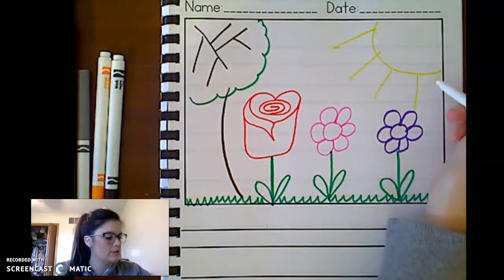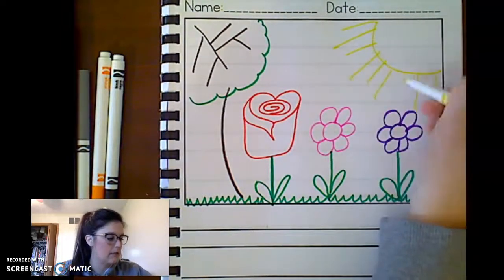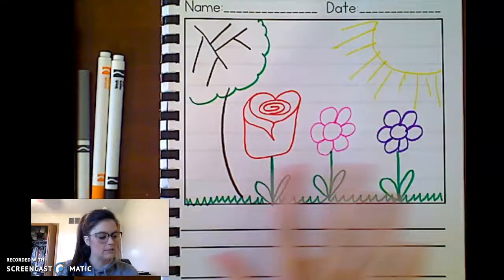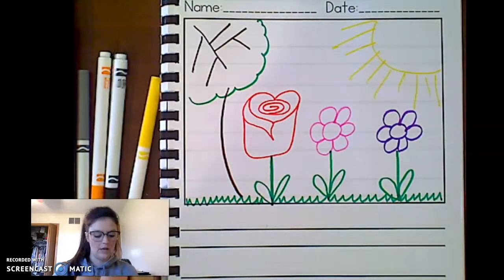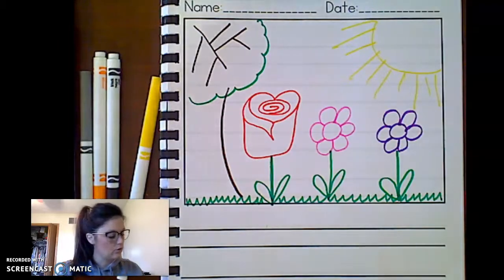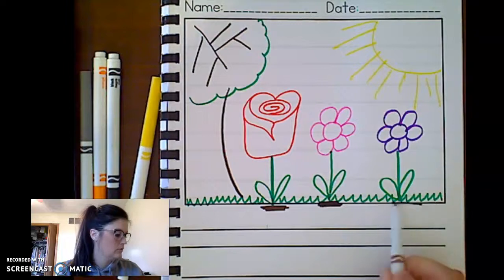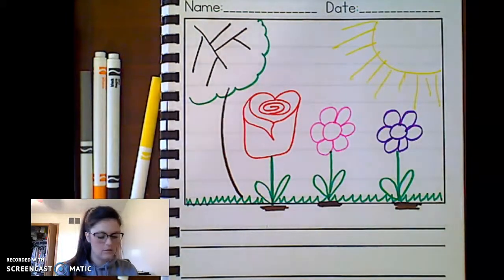And usually flowers need sun, right? So I'm going to add some sun in there. We know that they also need air and space, and they have to have dirt or soil to grow in. So we could even add some soil underneath of it.